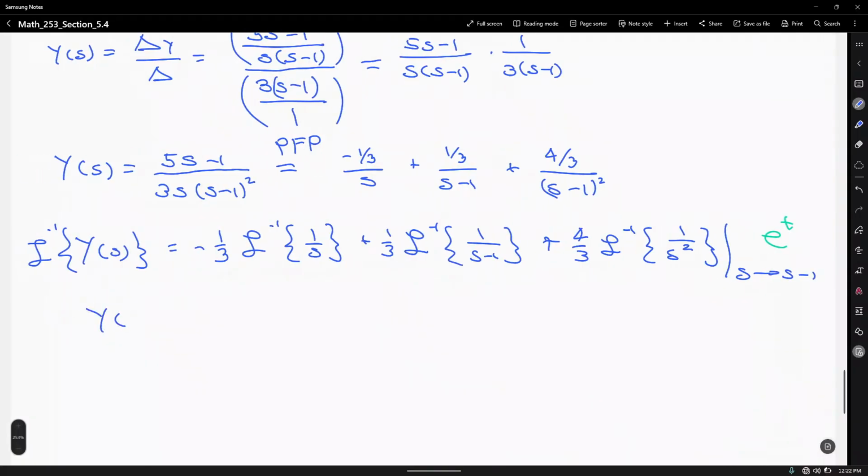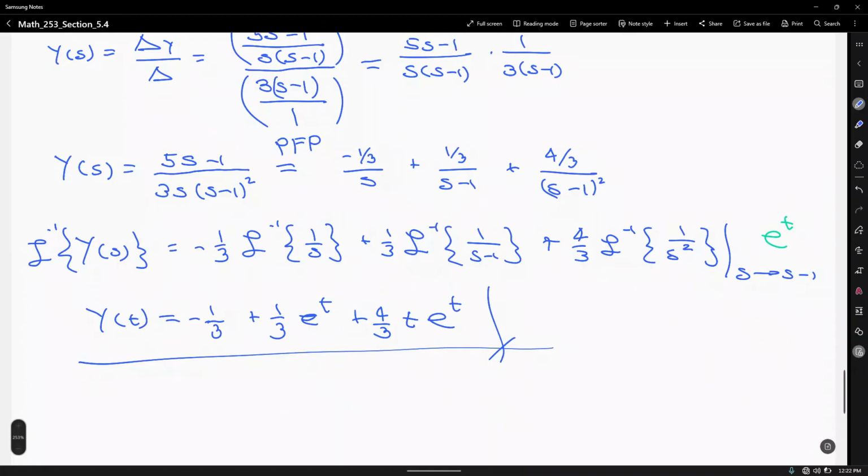Okay, that's y of t finally. Okay, so that's the second part of the solution. Negative 1/3 times the inverse transform of 1 over s, which is just 1, plus 1/3 the inverse transform of 1 over s minus 1, which is e to the t, plus 4/3 times the inverse transform of 1 over s squared, which is t. But because of the shifting, we multiply by a factor of e to the t due to the inverse form of the first translation theorem again. And this is the end of the problem.